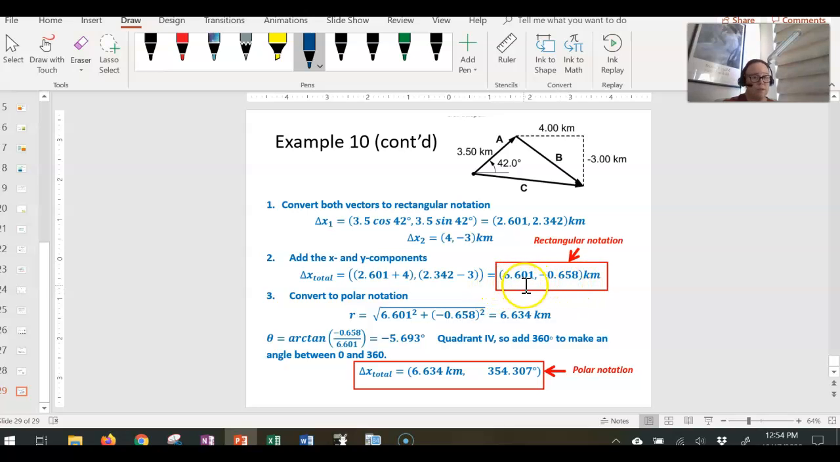signs on the components in step 2, I see that there is a positive x and a negative y component. Something that has a positive x and a negative y is pointing in the fourth quadrant. And so I want to make the adjustment of adding 360 degrees to the angle that I've found. So in polar notation, the total displacement as a result of this trip is 6.634 kilometers at an angle of 354.307 degrees.